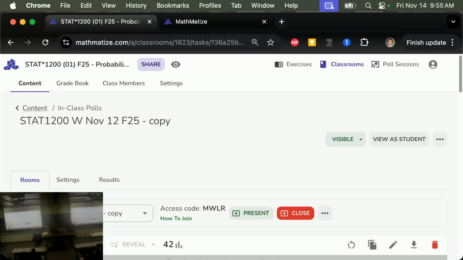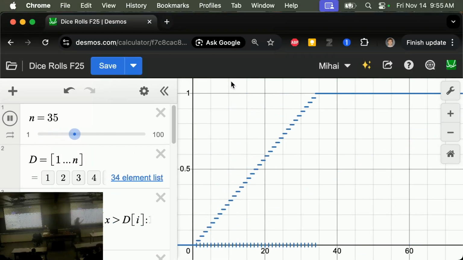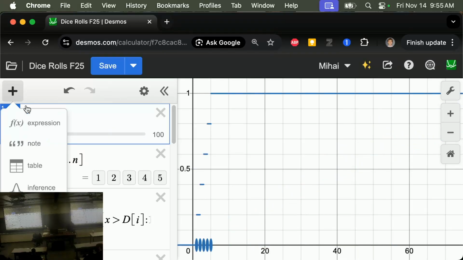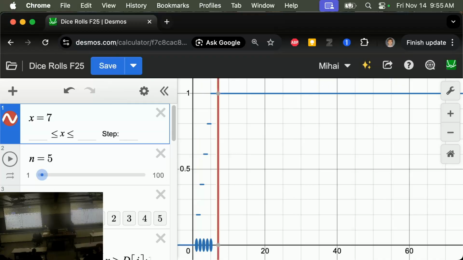So maybe to help you understand what's going on, it's hard to look at this thing. Let's draw a line at x equals 7, and that will help us understand what's going on. There's a nice vertical red line at x equals 7. We're talking about the value of the function at x equals 7.